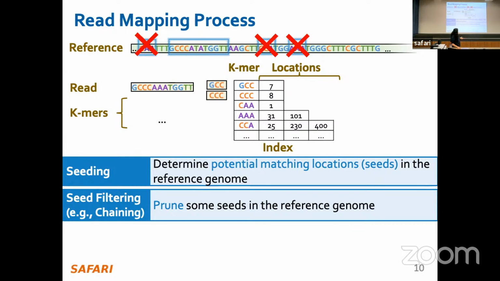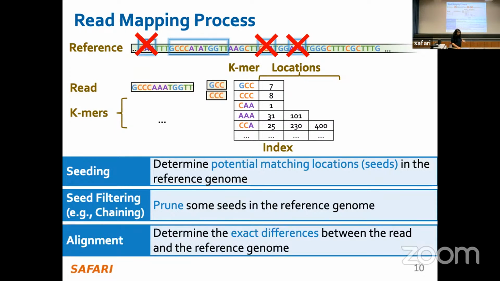And for the remaining reads, we go to the third step, which is the computationally expensive alignment, to determine the exact differences between the read and the reference genome, using that approximate string matching that we talked about. Okay, so that is a high-level, functional overview of this.